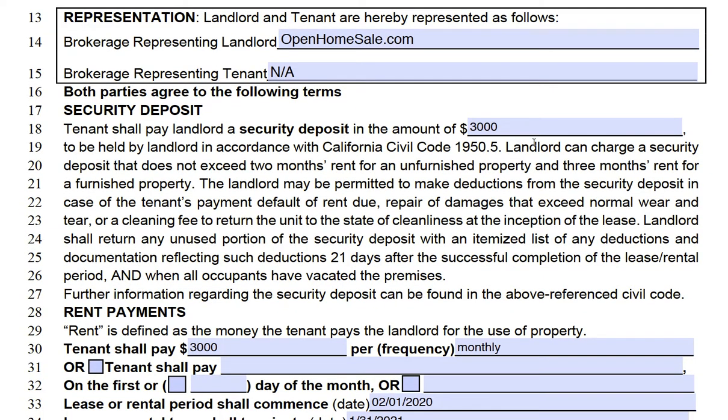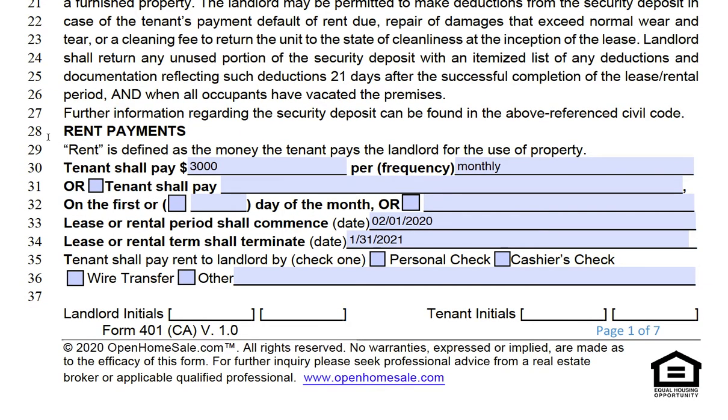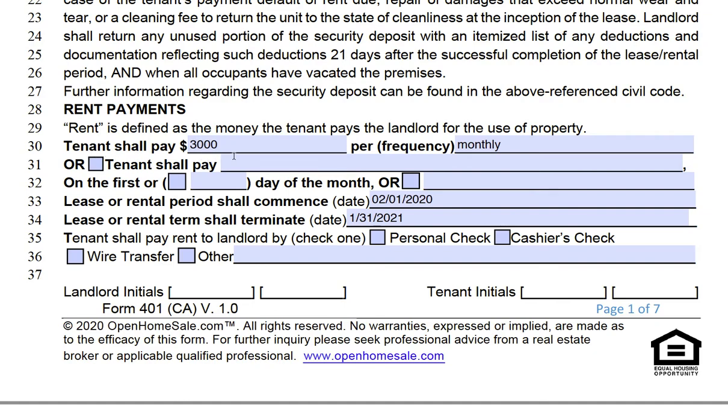Right here on line 18, we have the amount of the security deposit. And if we jump down, line 28 begins the rent payment section. Now it says the tenant shall pay, and you'll put how much the lease payment is. $3,000, and we put as a sample per month. And you can put a short-term amount if, let's say, the tenant wants to pay weekly or it's some sort of vacation rental. You could do weekly or even a shorter frequency. And if there's a custom arrangement, you can check this box and write in that custom arrangement here.